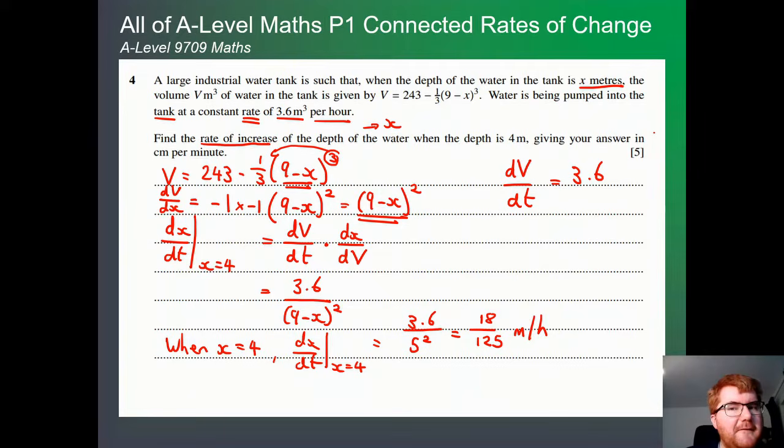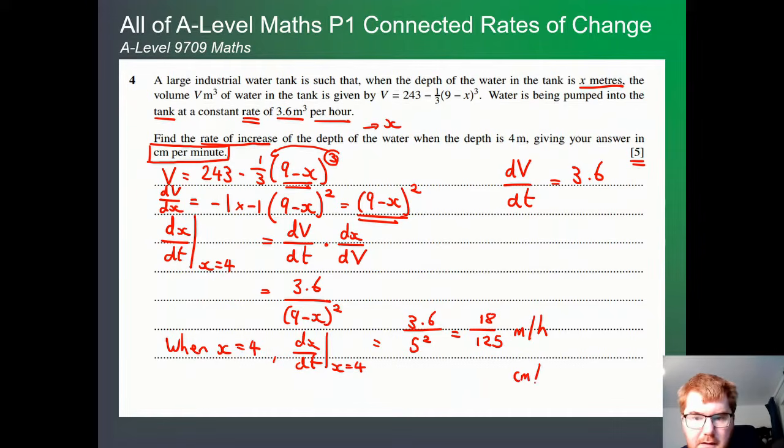Now, this is where it's a 5-mark question here, so that should tip you off. The previous questions were only 3 marks, but notice we need the answer in centimeters per minute. Very sneaky. We didn't really talk about the units here, but here we've got meters per hour, and we want to convert that to centimeters per minute.